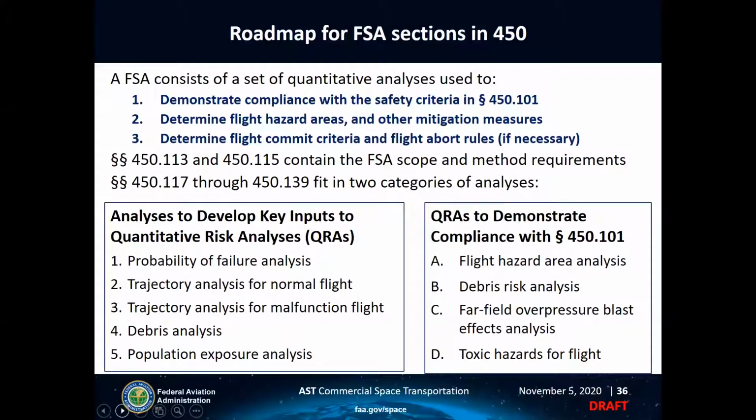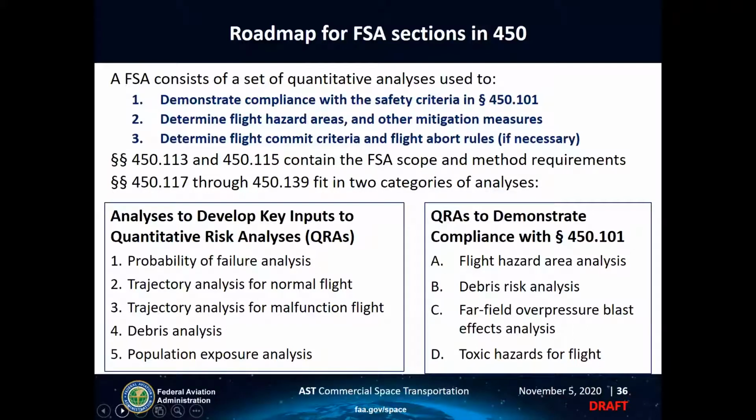So this slide is a roadmap of the flight safety analysis as a whole. A flight safety analysis consists of quantitative analyses that are used to, number one, demonstrate compliance with the safety criteria we saw yesterday in 450-101, to determine flight hazard areas and other mitigation measures, and to determine flight commit criteria and flight abort rules if necessary. So sections 113 and 115 contain the flight safety analysis scope and method requirements. And 117 through 139 fit into these two categories.